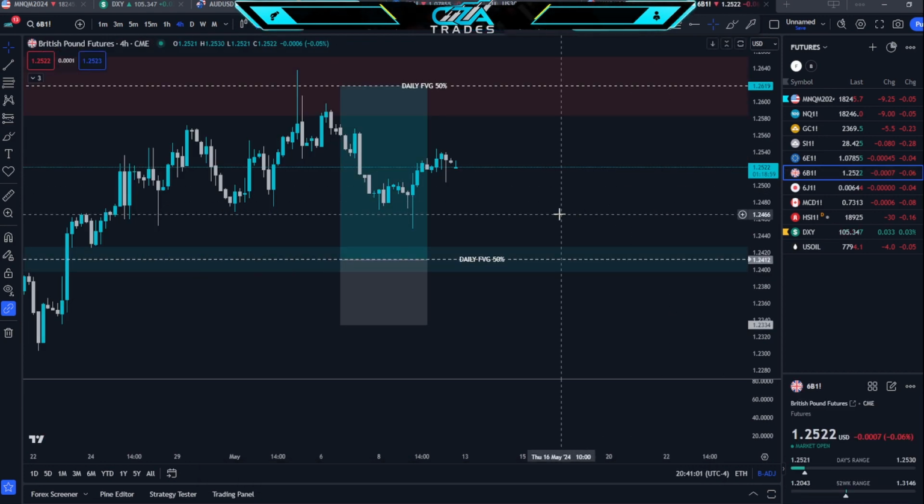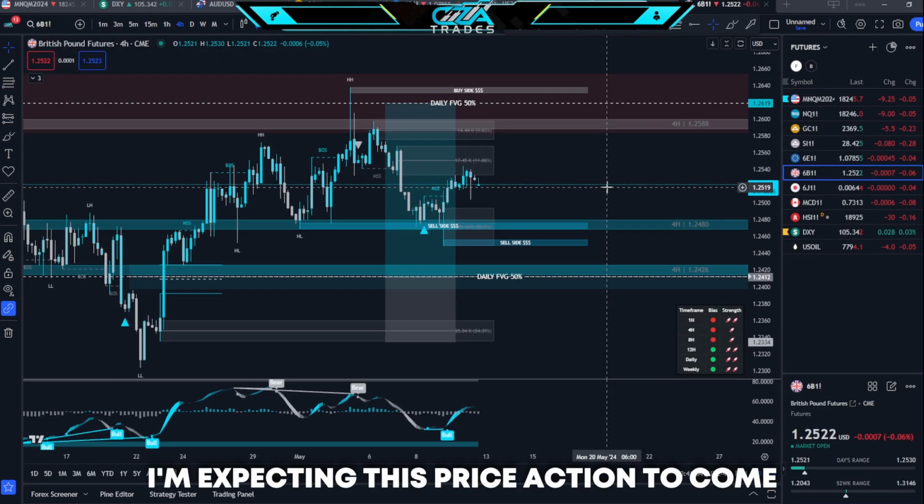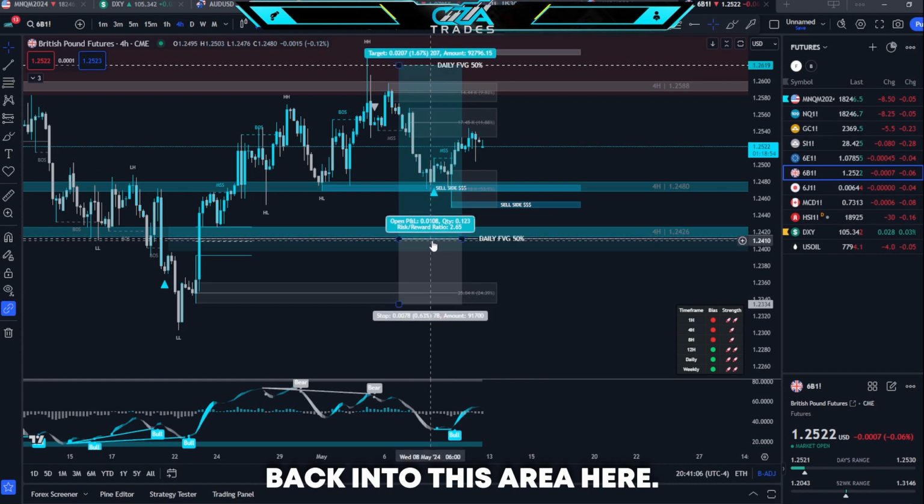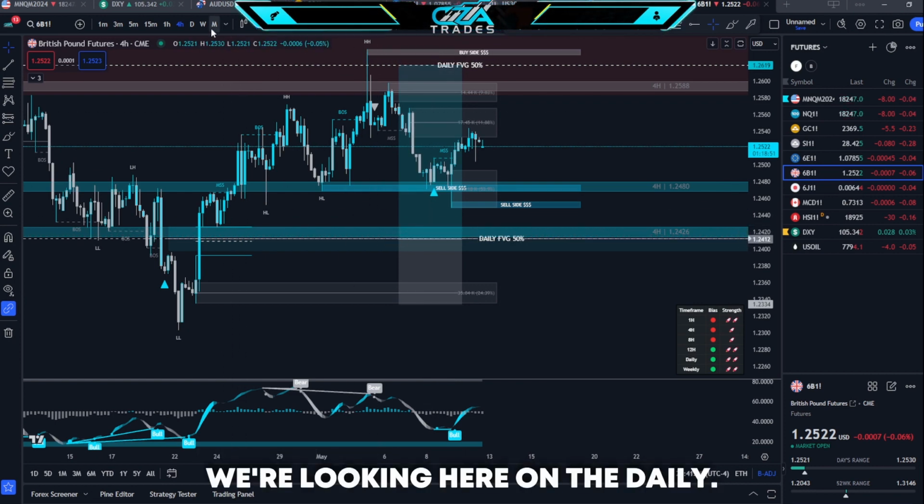British pound. I'm expecting this price action to come back into this area here. This is a daily fair value gap. We're looking here on the daily.